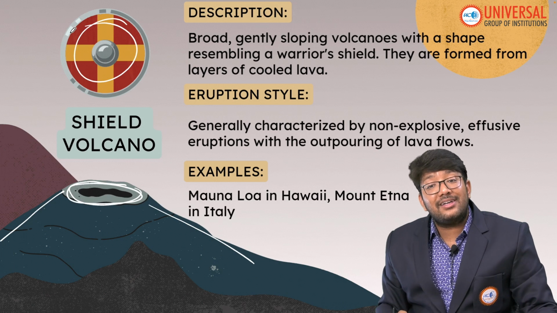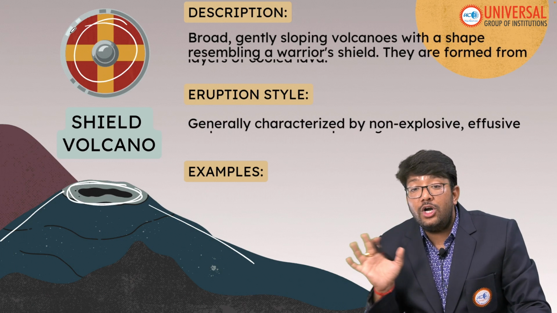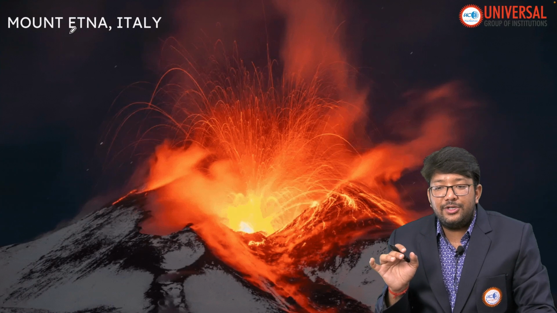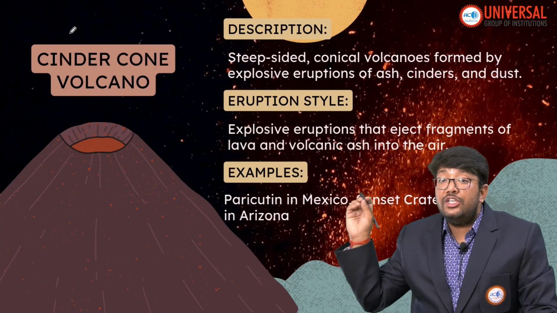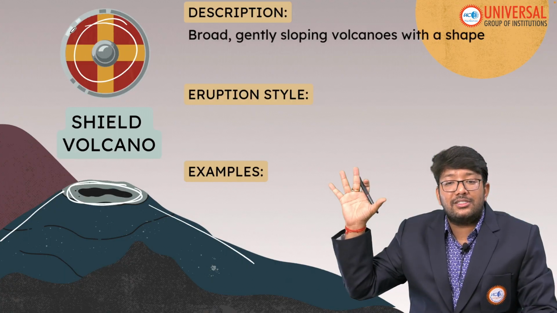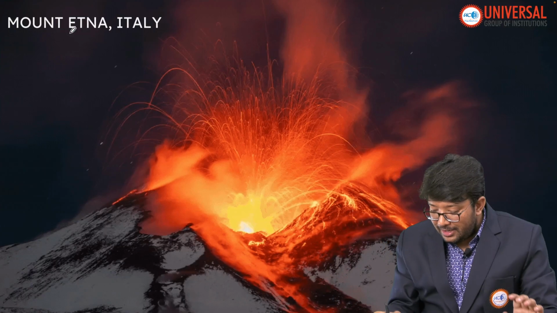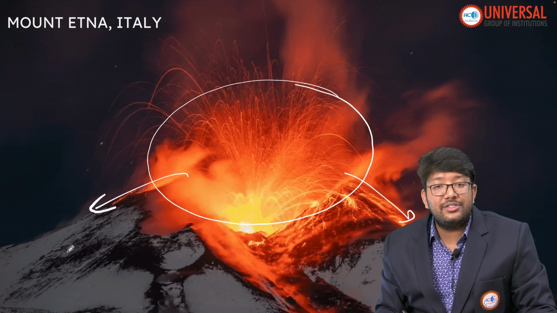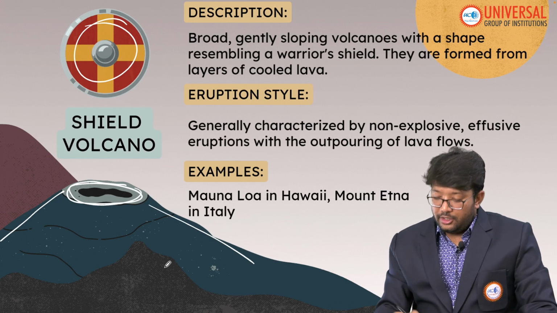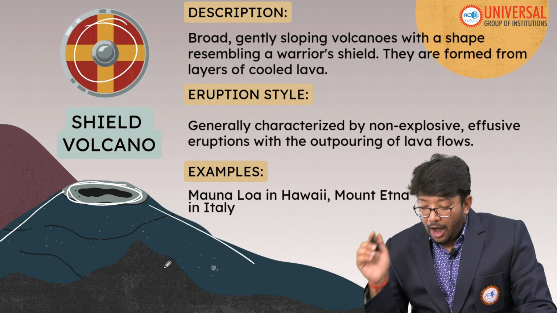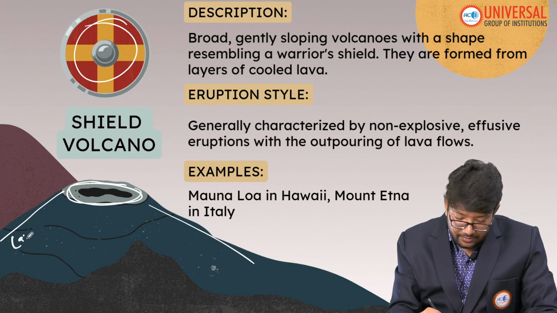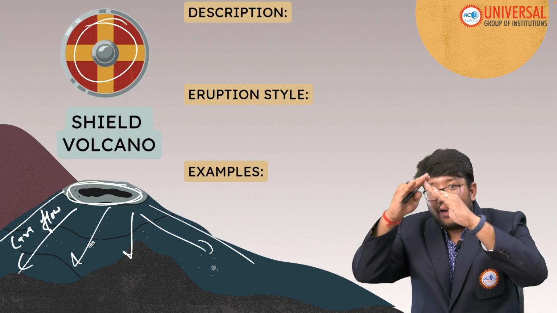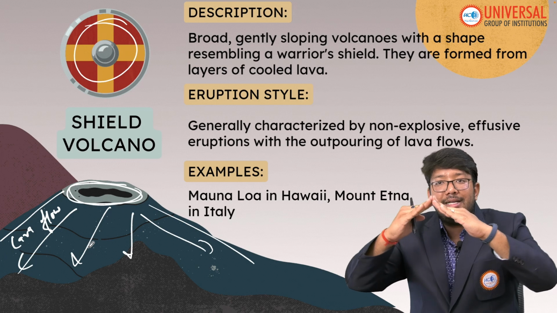And the eruption style is non-explosive. It won't be that explosive. It will be a normal eruption. Let me show you the normal one, like this. This one is coming out, exploding, but such volcanoes won't explode. They will simply go some way in the air and fall out. That is called effusive. So non-explosive, effusive eruptions with the outpouring of lava. Lava will flow like this. That's why the slopes are gentle, because lava is flowing like this. So it's not steep, it is gentle.